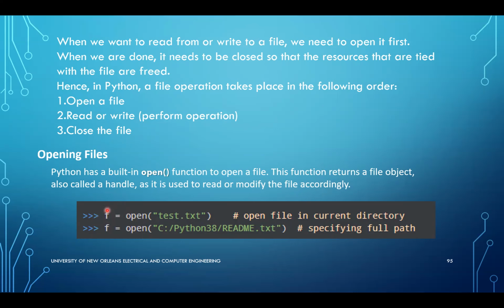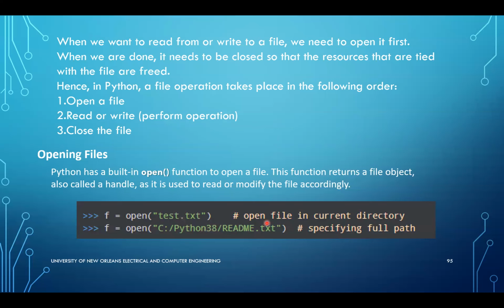Okay, and we'll see how we can then use this handle f to access the file and do things to the file. So to open a file is as simple as that. You use the command open in parentheses. In this case, it's going to try to open a file called test.txt, which is always going to look for the file in the current directory. If it doesn't find it in the current directory, it's just going to give you an error.